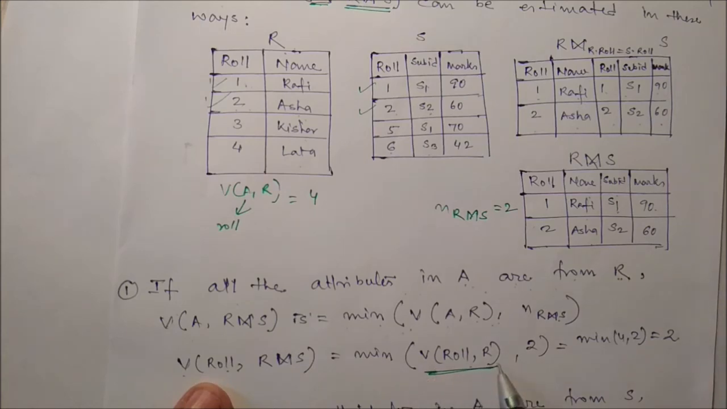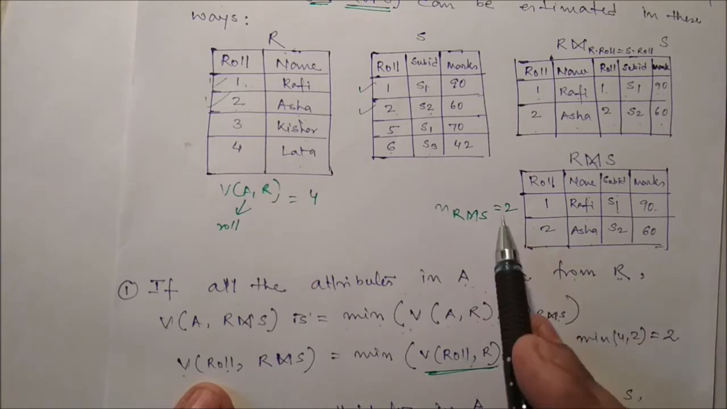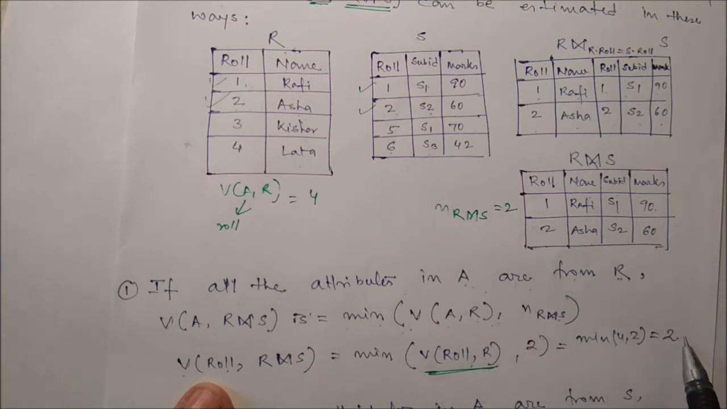So V roll number R is what? It is 4. 4 records are there, and 2. This the answer is what? This it is 2. Just we have seen. So we have to take the minimum. The minimum is what? It is 2.